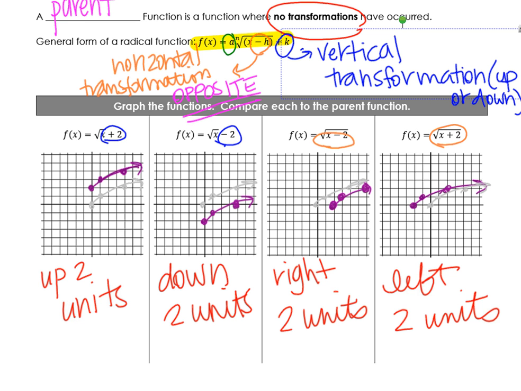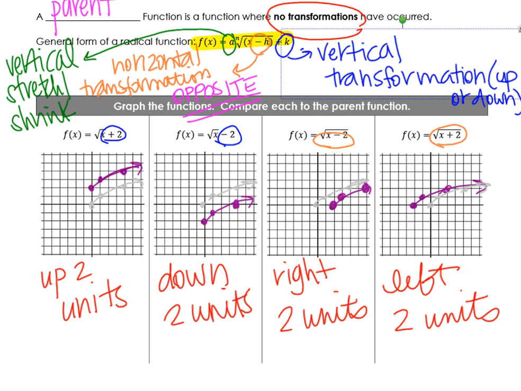Now this a, we haven't talked about yet. We're going to come back to that in more detail later in the chapter, but it really means a vertical stretch or shrink. We'll use our calculators for it now, and we'll talk about it more in detail in a few days. We're going to focus mainly on the vertical transformation and the horizontal transformation.